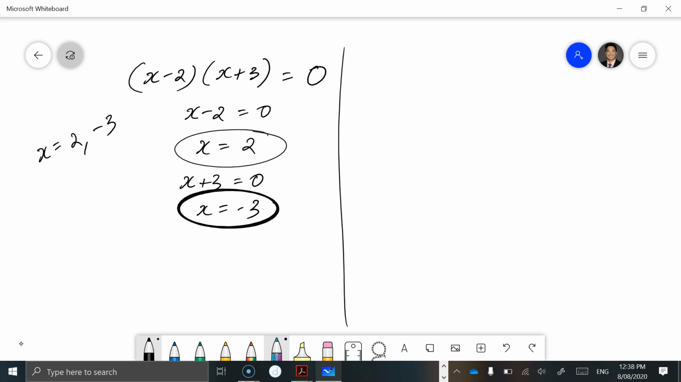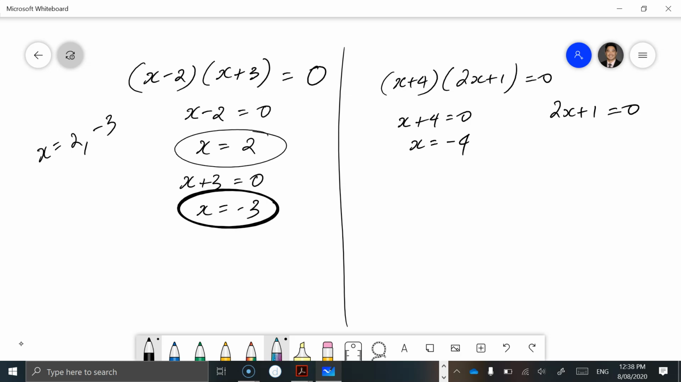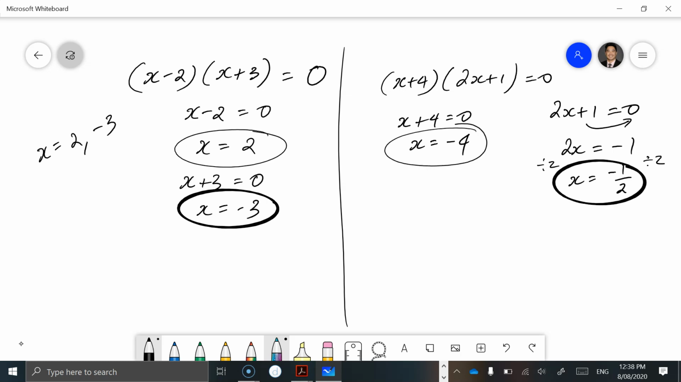Then let's say we had x plus 4 and then 2x plus 1 is equal to 0. So x plus 4 equals 0, and your first solution for x is minus 4. Then if we have 2x plus 1 equals 0, we're going to take 1 from both sides, and then divide both sides by 2, which leaves us with x is equal to negative a half. So our two solutions for x are minus 4 and negative half.